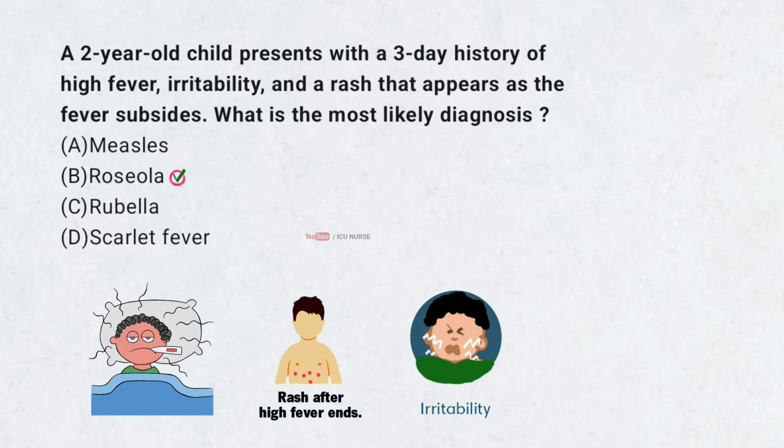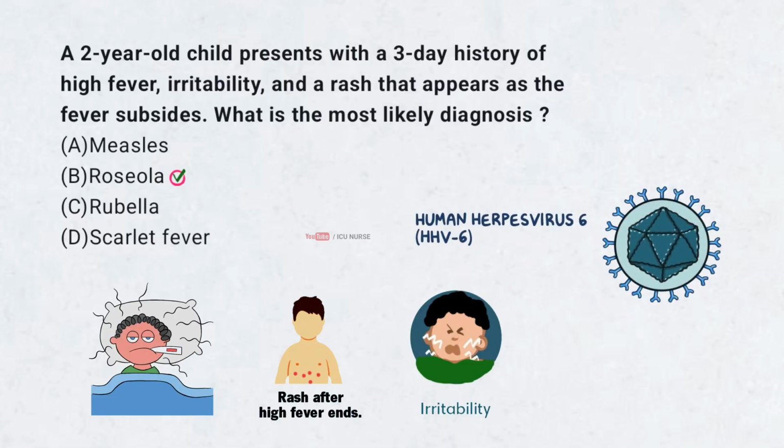Roseola. Roseola is caused by human herpesvirus 6, HHV-6. It is characterized by 3 days of high fever followed by a rash as the fever resolves. The rash is pink, maculopapular, and appears on the trunk before spreading to the extremities. It is a self-limiting condition.